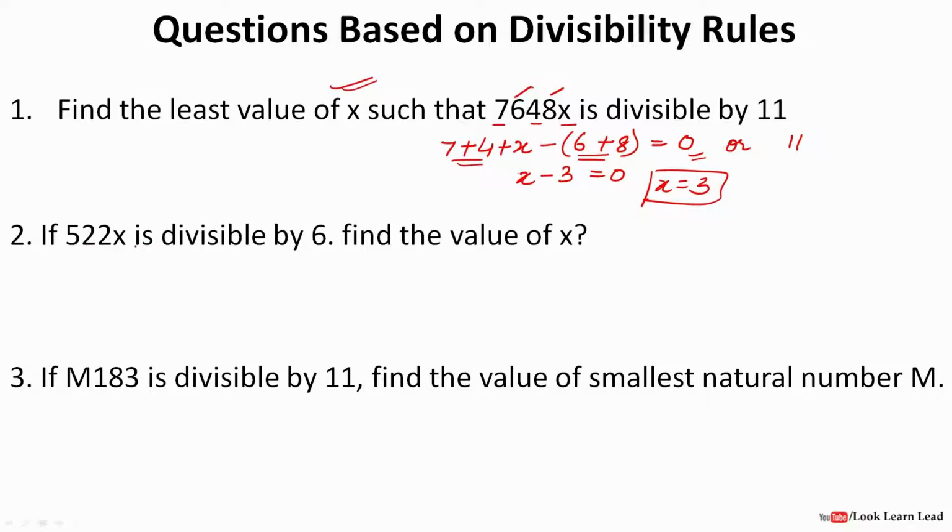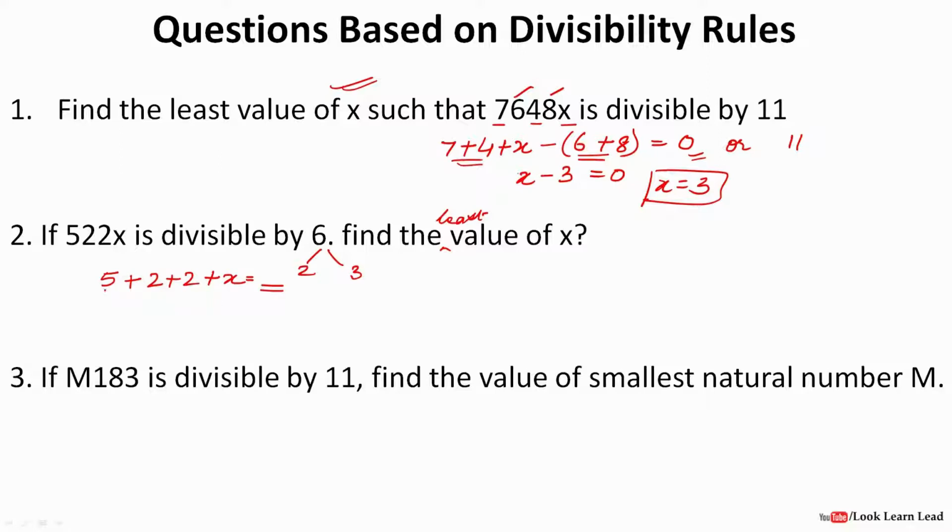Okay. If it is divisible by 6, find the value of x. Actually, find the least value of x. Okay. So if it is divisible by 6, it has to be divisible by 2 and it has to be divisible by 3. Now let's check the divisibility for 3. What we have is 5 plus 2 plus x. The sum should be divisible by 3.